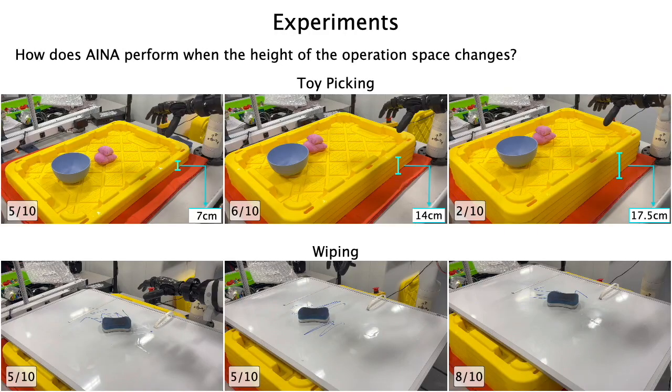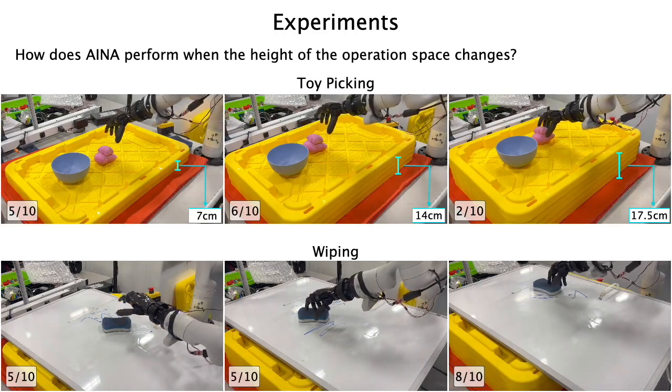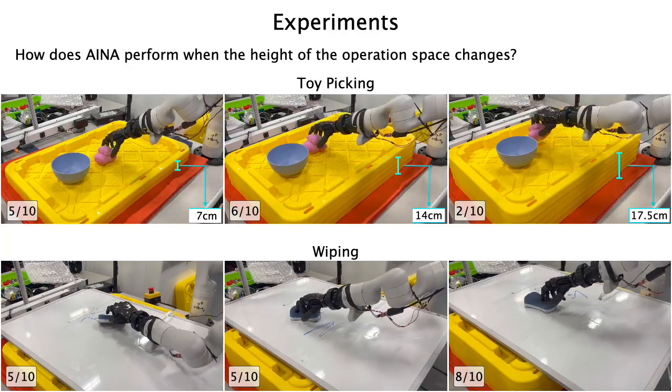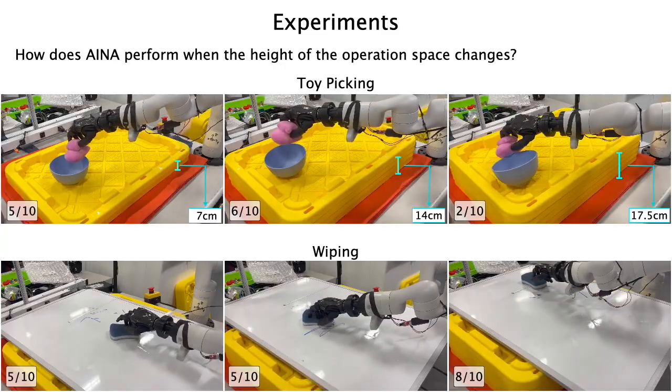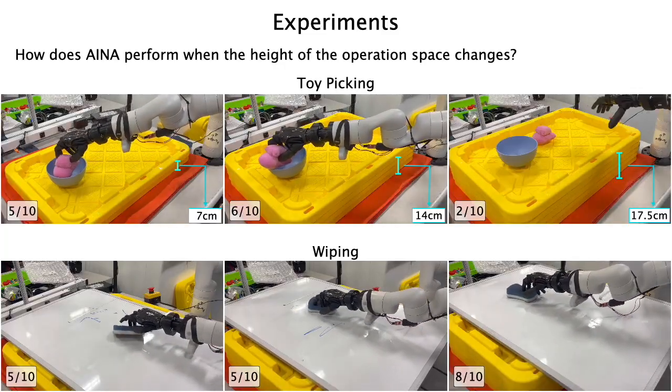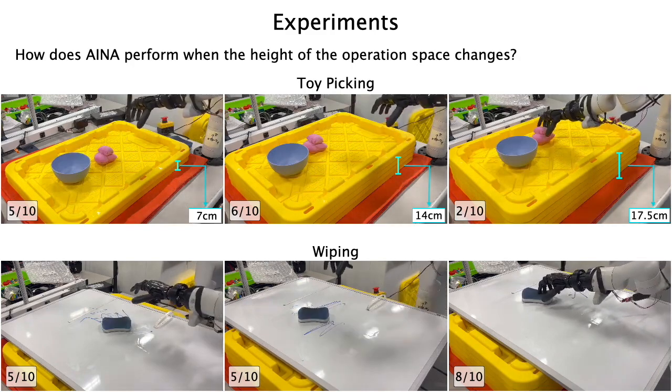We test how AINA performs when the height of the operation space changes for 2 of our tasks. For each height level, we collect an additional in-scene human demonstration and train new policies. We observe that with minimal human effort, AINA generalizes well to different heights.